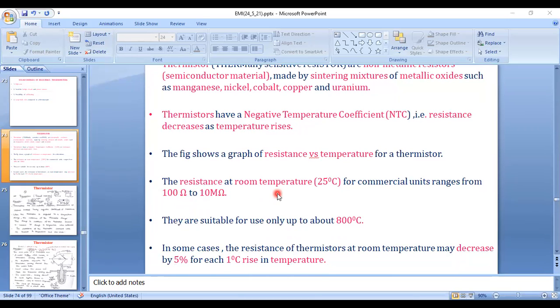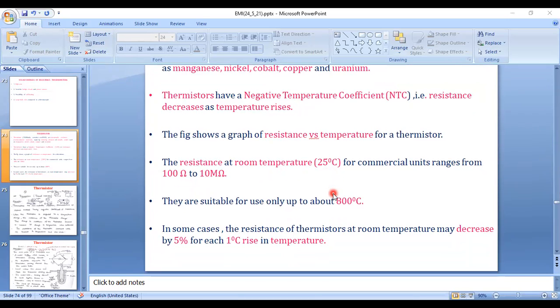The resistance at room temperature, that is 25 degrees centigrade, for commercial units ranges from 100 ohms to 10 mega ohms. The range of the resistance for the thermistor is 100 ohms to 10 mega ohms. These thermistors are suitable for use only up to 800 degrees centigrade. The maximum range of a thermistor is 800 degrees centigrade. In some cases, the resistance of thermistors at room temperature may decrease by 5% for each 1 degree rise in temperature.